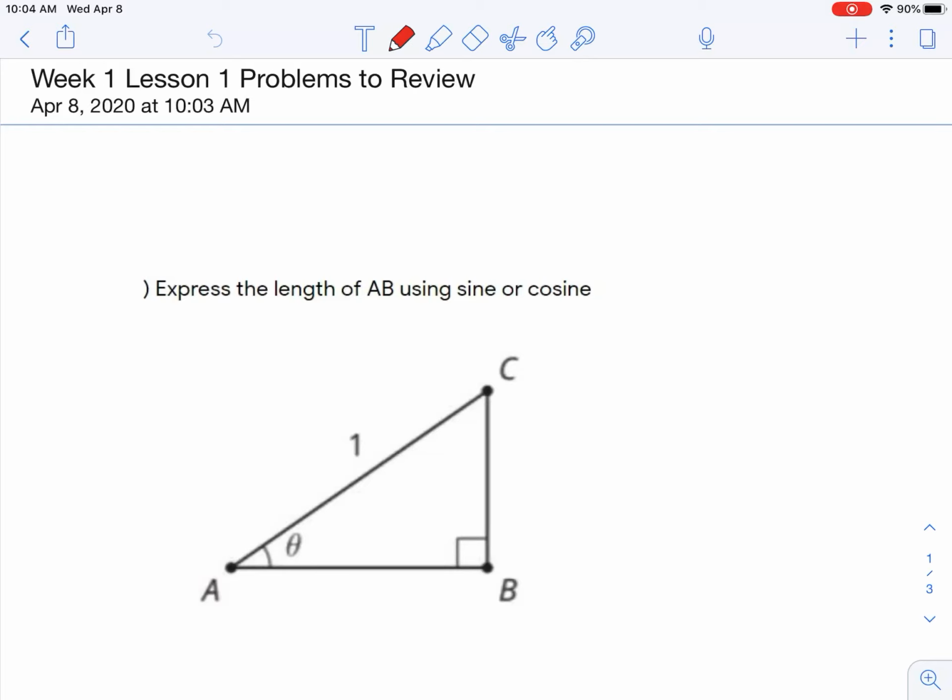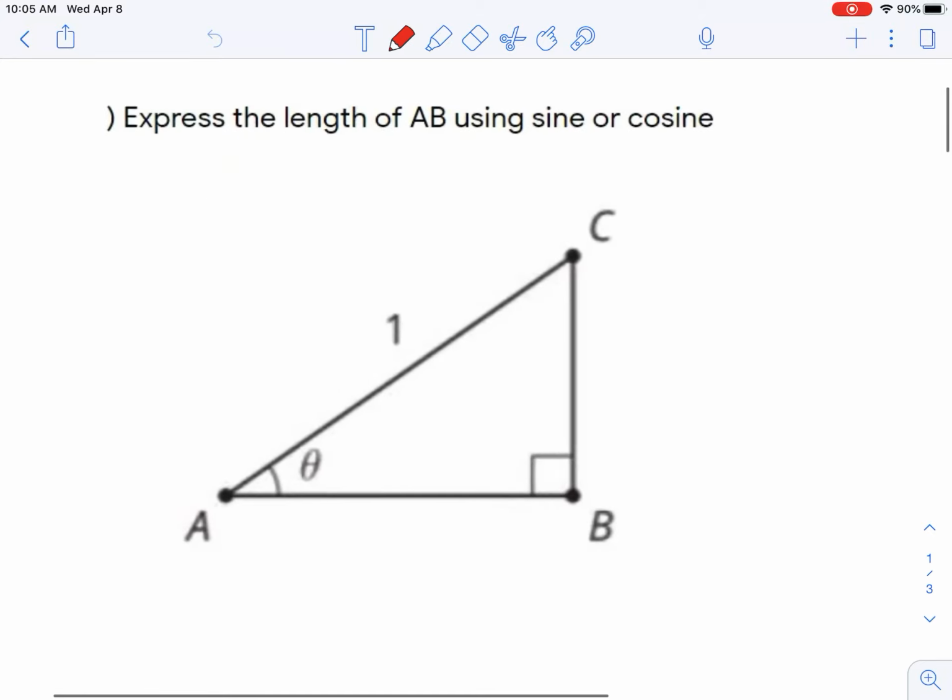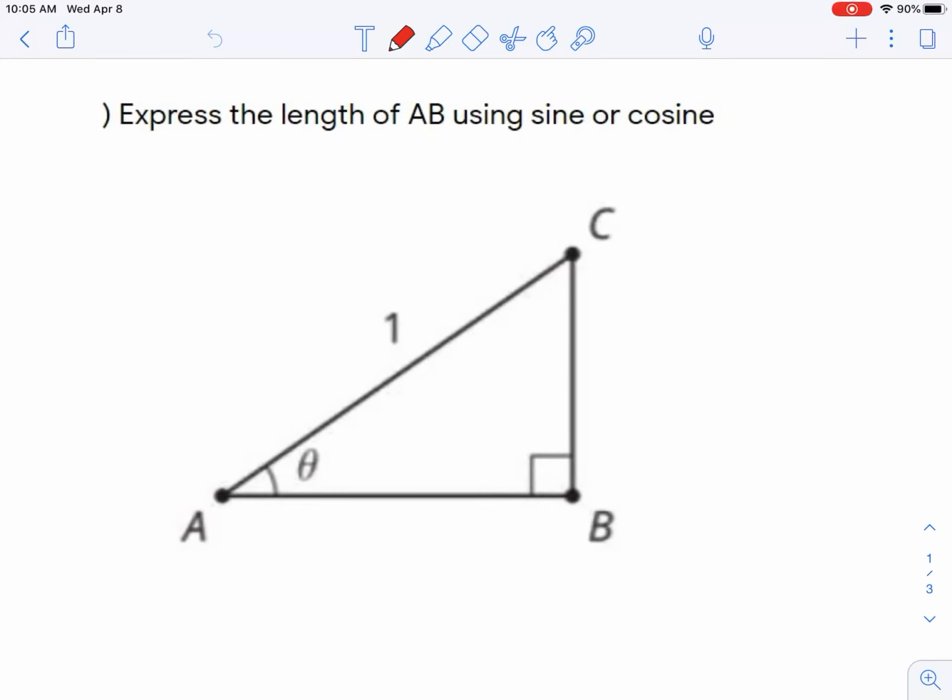I did problems 2, 3, 4, and 8 here, and I just wanted you guys to take a look. If you guys have any questions still after this, go ahead and send me an email with a screenshot of your work or a picture of your work. So the first one is a little difficult because you guys aren't used to this. Just the way it says, express the length of AB using sine or cosine.